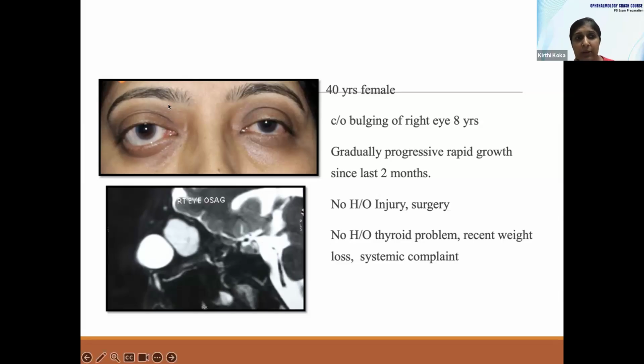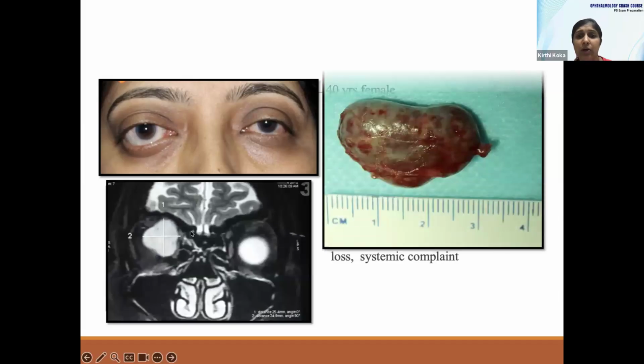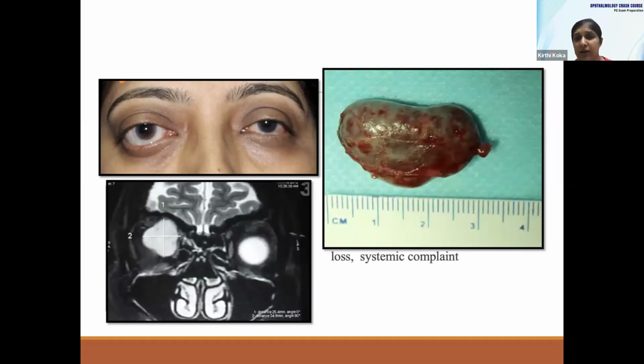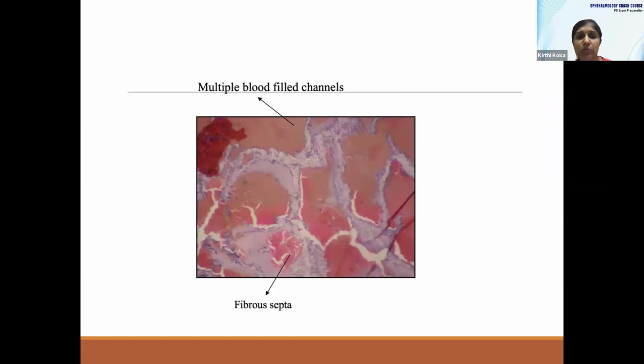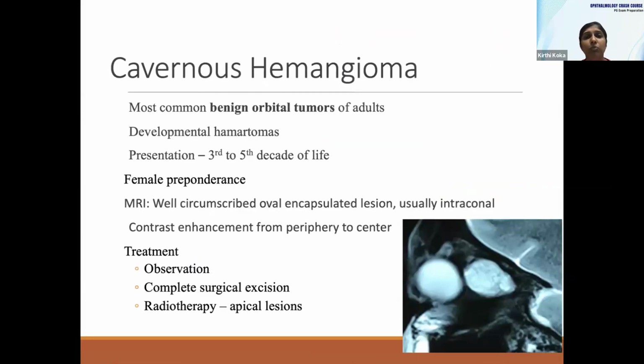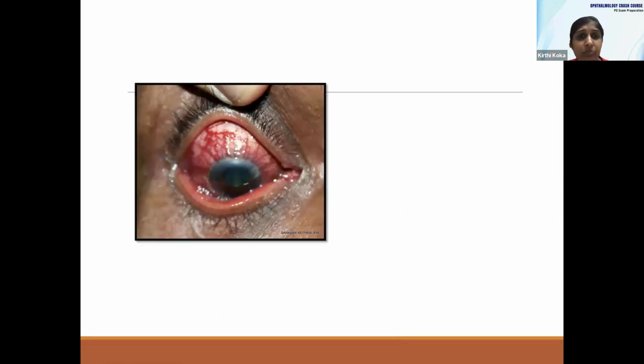So you have a female patient presenting with proptosis, and here imaging shows a well-defined intraconal lesion. If you take out the lesion, this is how it appears, like a well-defined vascular mass. And on histopathology, you will see vascular spaces like this separated by fibrous septa. So what is this? It is a cavernous hemangioma. They're the most common benign tumors, generally occur in the middle age group. They're seen as well-defined lesions, and treatment is always complete surgical excision.